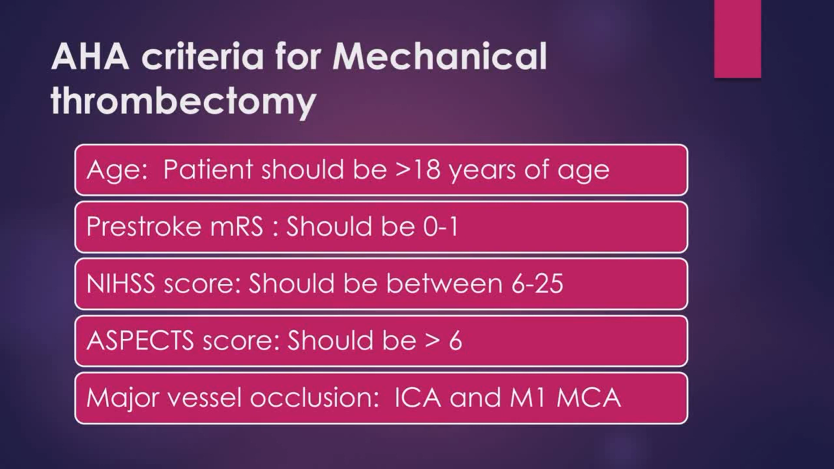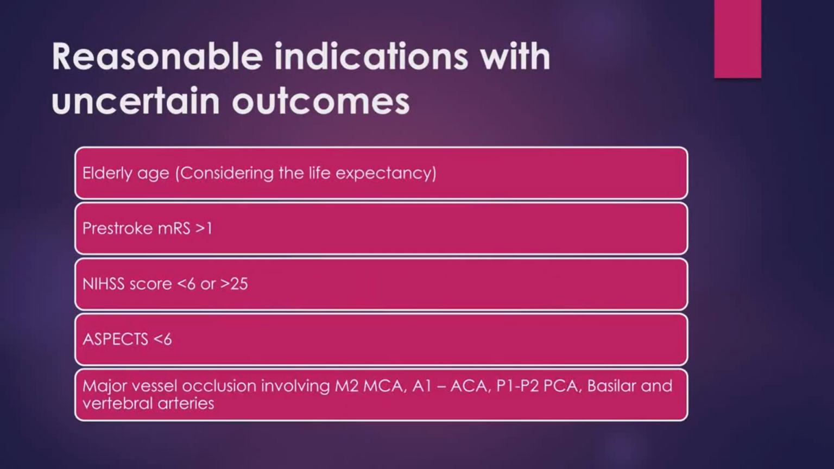Coming to the reasonable indications with uncertain outcomes, these include: 1. Elderly age, considering the life expectancy, for example a 95-year-old female. 2. Pre-stroke mRS greater than 1. 3. NIHSS score less than 6 or greater than 25. 4. ASPECTS less than 6. Major vessel occlusion involving M2 MCA, A1 ACA, P1 P2 PCA, basilar and vertebral arteries.